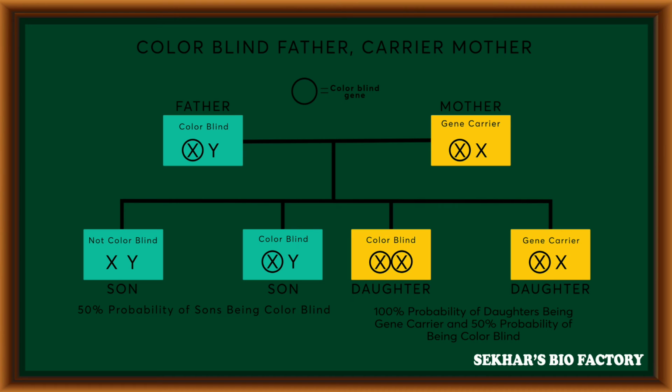So in this condition, there is a 50% probability for sons being colorblind and 100% probability for daughters being gene carriers and 50% probability for being colorblind. It is the condition when both parents have a defective allele, the father is colorblind and the mother acts as a carrier. In such condition only there is a chance to get color blindness in females.